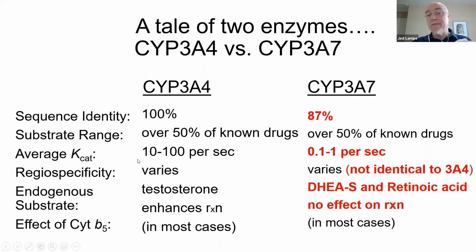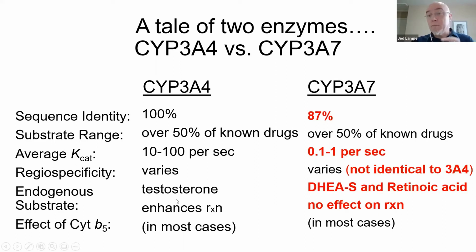The average kcat, though, if you compare 3A4 and 3A7, for your average drug substrate, 3A4 catalyzes about 10 to 100 turnovers per second. Now compare that with CYP3A7. CYP3A7 is more like 0.1 to 1 per second. So it's about 100-fold less active on the average drug substrate. What is that going to do to drug clearance? Obviously, most drugs are going to get cleared a lot slower in the infant liver than they are in the adult, just because this enzyme is much slower.